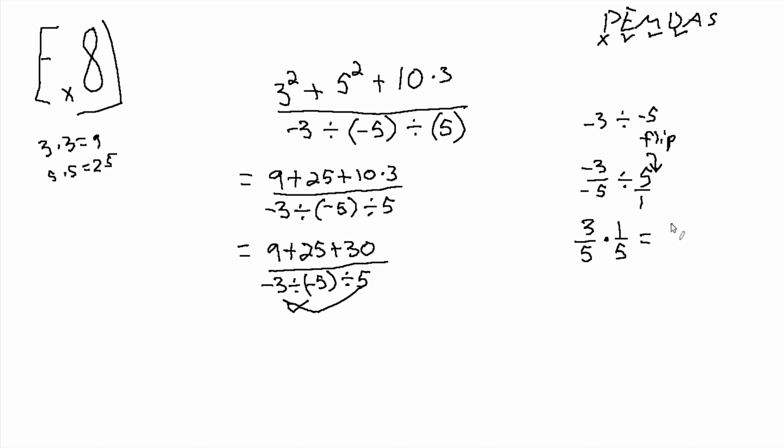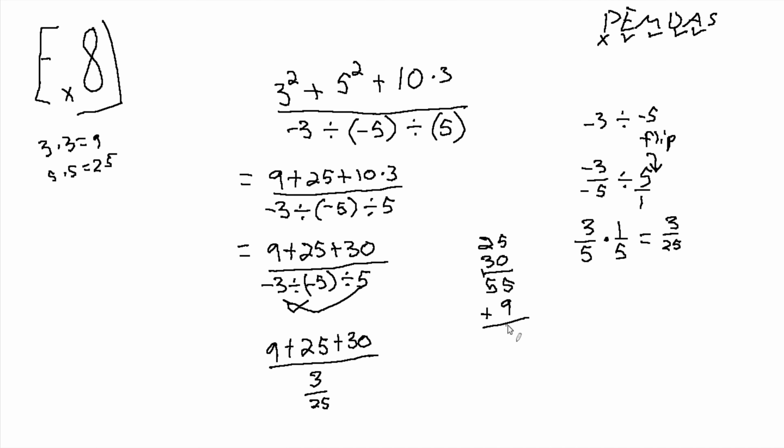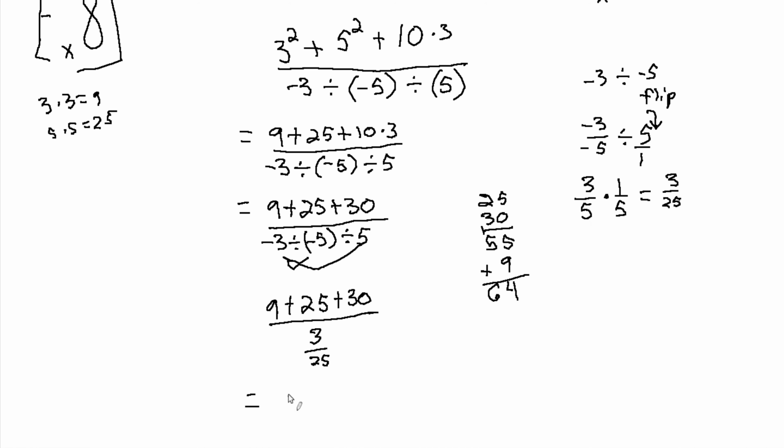Go ahead and do the math. Top fractions will be multiplied, so 3 on the top, and the bottoms will be multiplied, so 5 times 5, 25. So 3/25. So what we get on the bottom is 3/25, and we'll leave the top because we haven't done it. Now we can do our adding. Go ahead and add the 25 and the 30 together. You get 55 plus the 9. You get 64. Now you get 64 divided by 3/25.